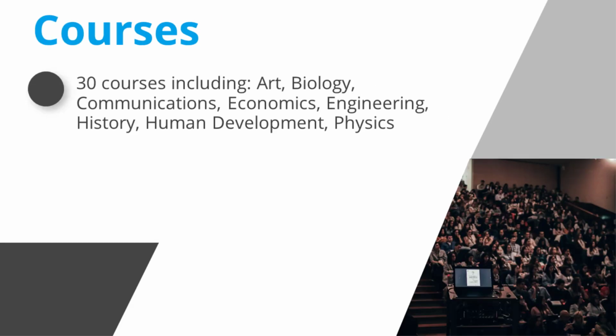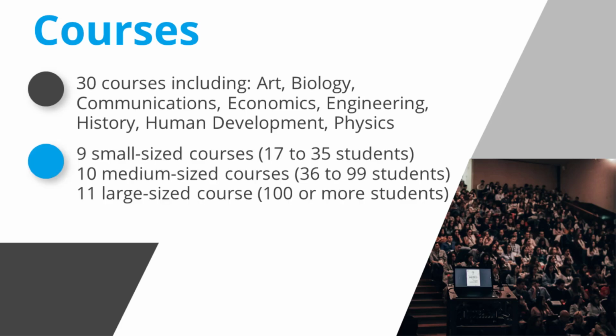Students were surveyed in 30 courses, including courses related to art, biology, communications, economics, engineering, history, human development, and physics, among others. Of the 30 courses, there were 9 small-sized courses, 10 medium-sized courses, and 11 large-sized courses. So there was a nice distribution of course sizes.